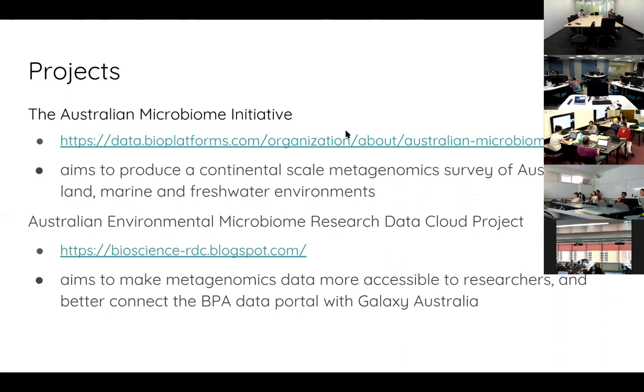So metagenomics in context, there are a few Australian projects going on. There's the Australian Microbiome Initiative, and I've put a link there if you want to read more about that. And that's aiming to produce a continental scale metagenomic survey of lots of different environments across Australia. So that data is hosted on BioPlatforms data portal. And then there's the Australian Environmental Microbiome Research Data Cloud project. And I have a link there to a blog about that project. And that's aiming to take all of this metagenomics data and make it a lot more accessible, in particular connecting that data portal with Galaxy Australia. So there's a lot of work going on in both getting the data and making it available to researchers.